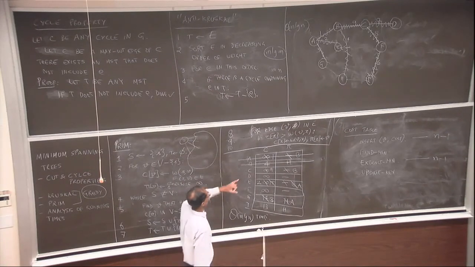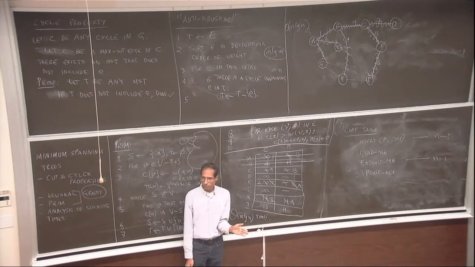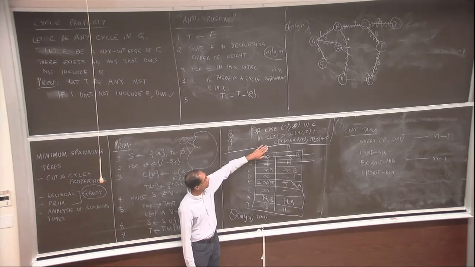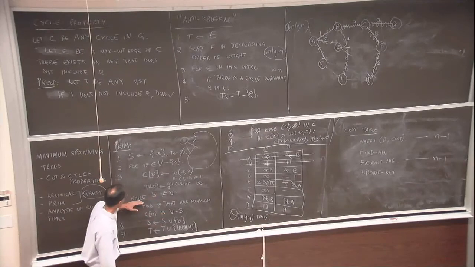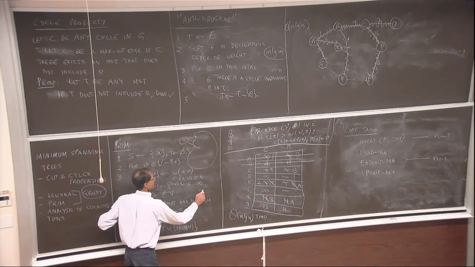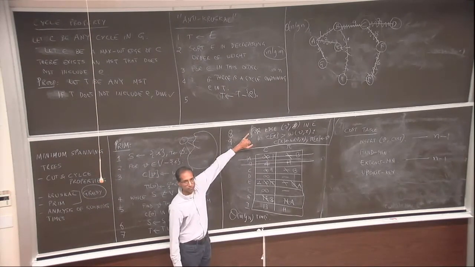When do we update the key? When we find an edge that gives me a better value for something. Okay? But how many times is this going to go into this loop? So let's look at the loop here. How many times is the while loop going to execute? N minus 1 times. So that's the number of while loops, n minus 1. How many times is this going to go? For every edge adjacent to V. How many times is that loop?